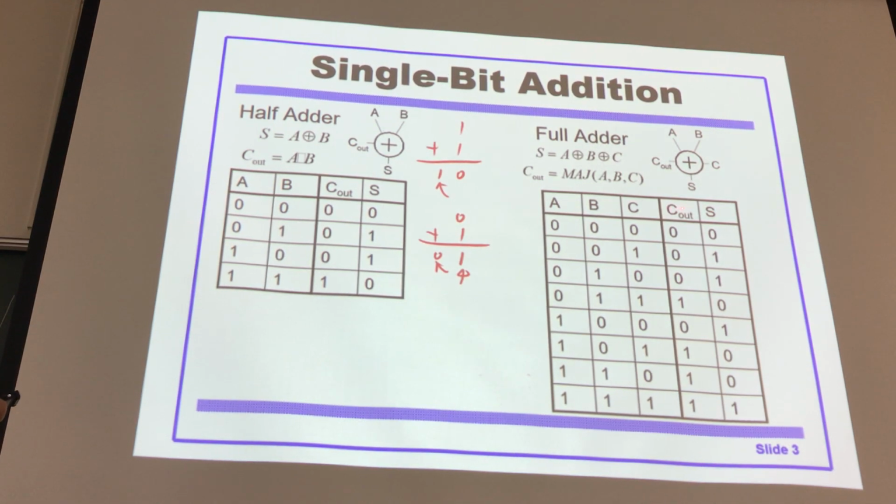For the carry out, if both B and C are 1, you get 1. Or A and B are 1, you get 1. A and C, or A and B, you get 1. And if all three, A, B, C, are 1, you get 1. For sum, if you have an odd number of inputs that are 1, you get 1 for this summation, and if the count of 1s is even, it is 0. It should be easy.